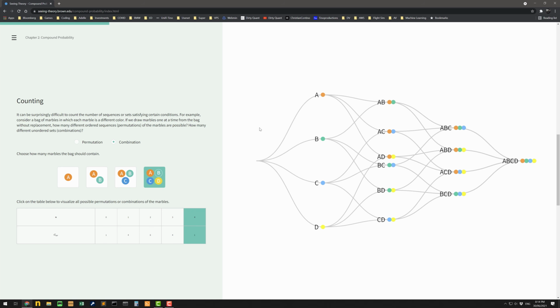I'm guessing with combinations, order doesn't matter. AB is the same as BA, and that's why we have fewer here, right? So we've got A. Our possibilities are AB or AC or AD, but obviously it doesn't double up. You see, this B also has a path up here. So actually pretty beautiful. This is sort of like lottery numbers, where they're not replacing, and the order in which the numbers come out doesn't matter.